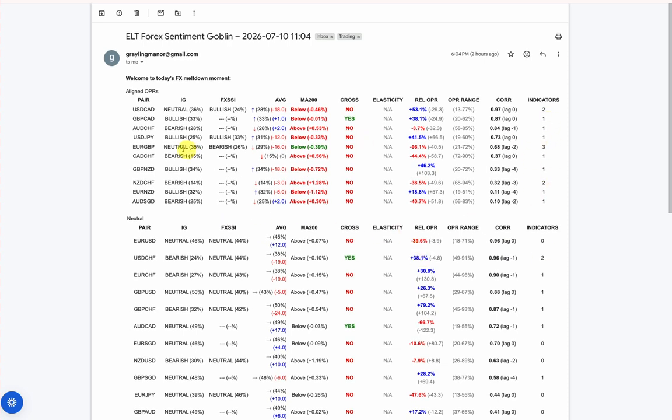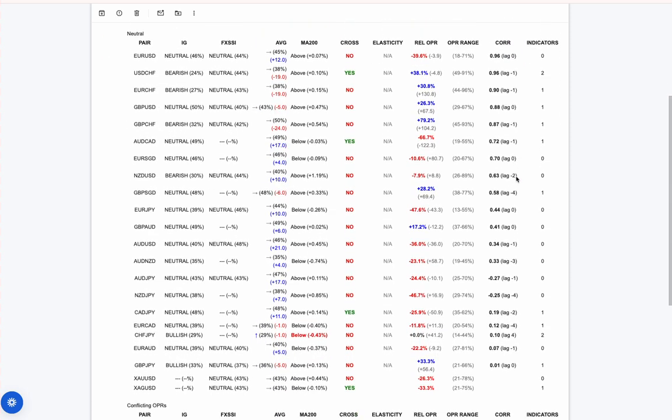So you can see, for instance, that the euro pound has 3 indicators that line up. So for instance, this one. Actually, which one? I think we just did OPRs, MA200, and relative OPR. That's what we did. Yeah, I believe. So that's the 3 indicators.